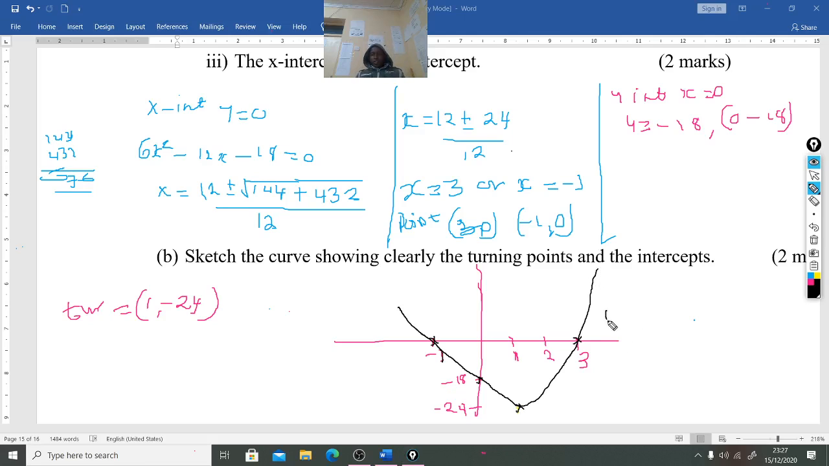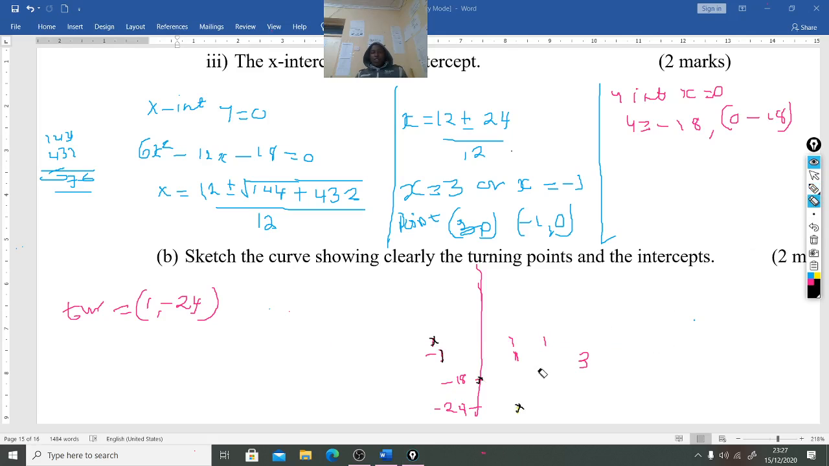Good. So that is how you sketch the curve, because you sketch showing the turning point and the intercepts, the x-intercepts and the y-intercept. It intercepts y here and turns at that point. So you have sketched the curve, and you score your 2 marks there for sketching the curve.